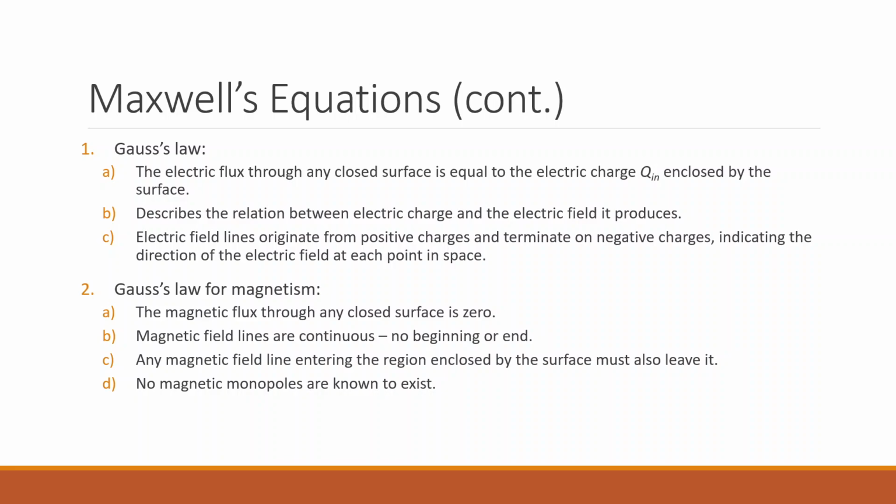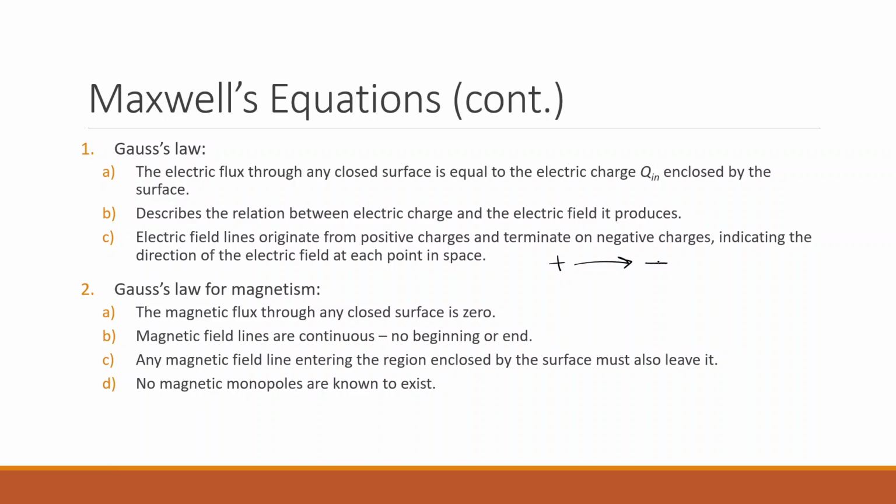Electric field lines originate from positive charges and terminate on negative charges. So we go from positive to negative, and this indicates the direction of the electric field at each point in space. Okay, so this has everything to do with charges and electric fields.